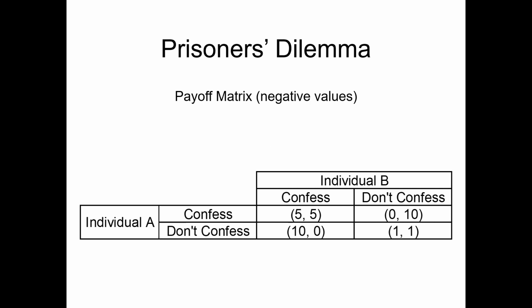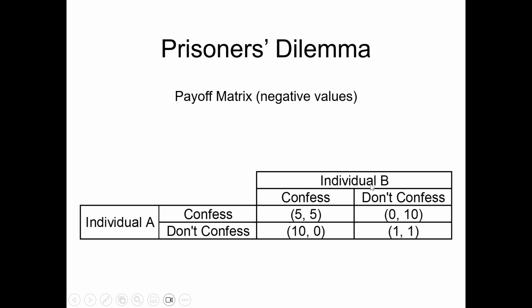Here we have a payoff matrix between these two persons. Individual A and individual B are both the prisoners here, and they have two options, whether to confess or not to confess. So both have the options, confess and not confess. What happens in the first one? A confesses and B confesses. They both will have 5 and 5 years in prison.